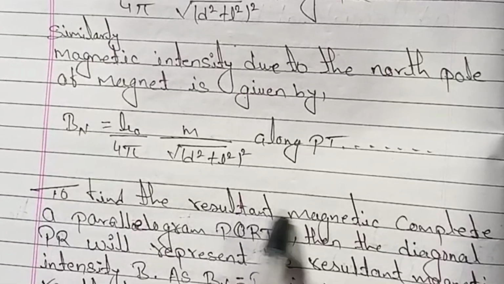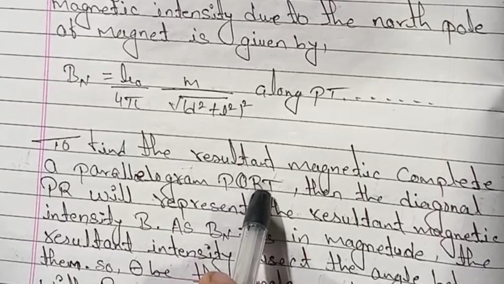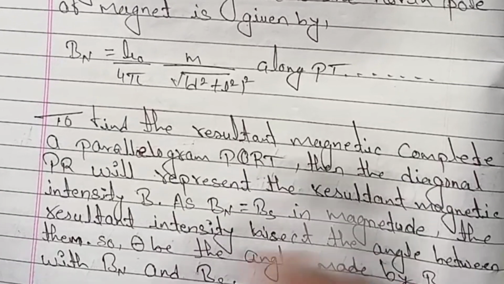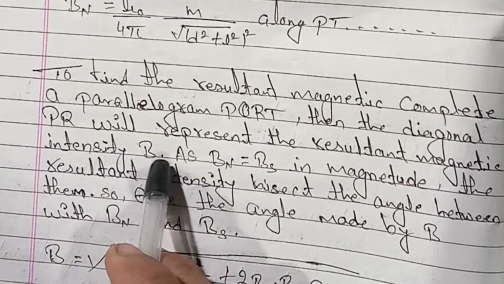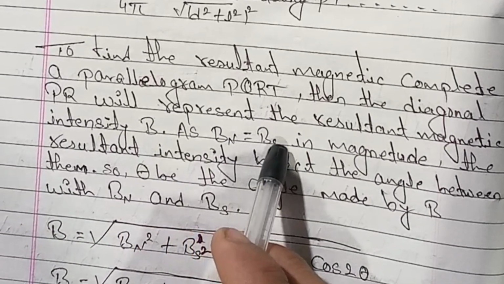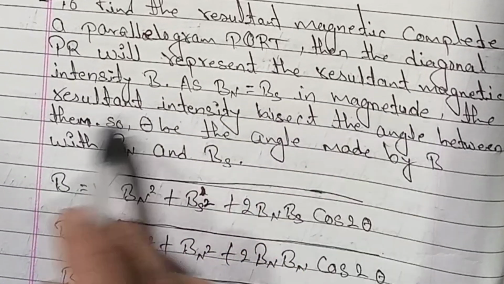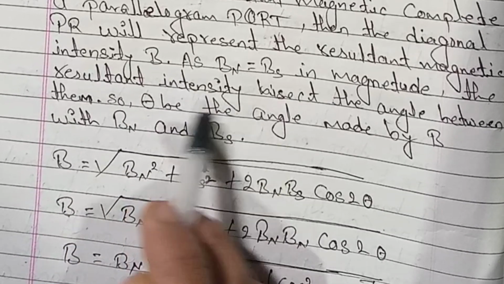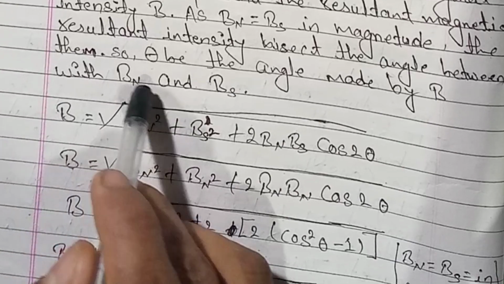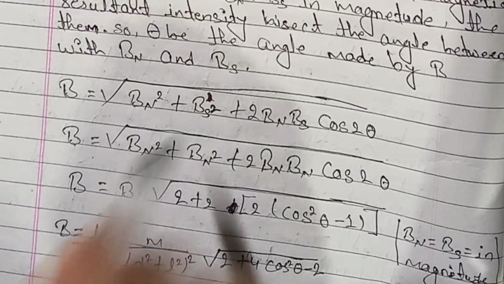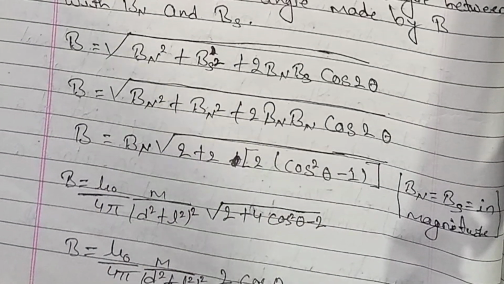To find the resultant magnetic intensity, complete a parallelogram PQRT. Then the diagonal PR will represent the resultant magnetic intensity B, as B1 is equal to Bs in magnitude. Theta is the angle made by B with B1 and Bs. So calculate this formula and you can use this formula. Calculate it.